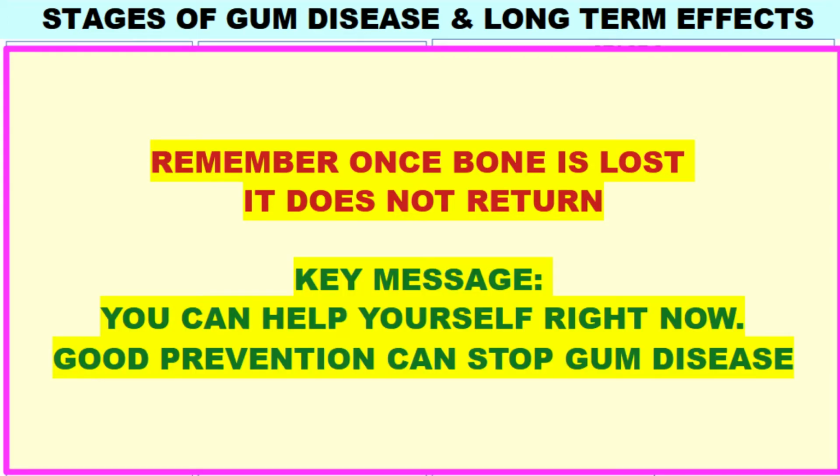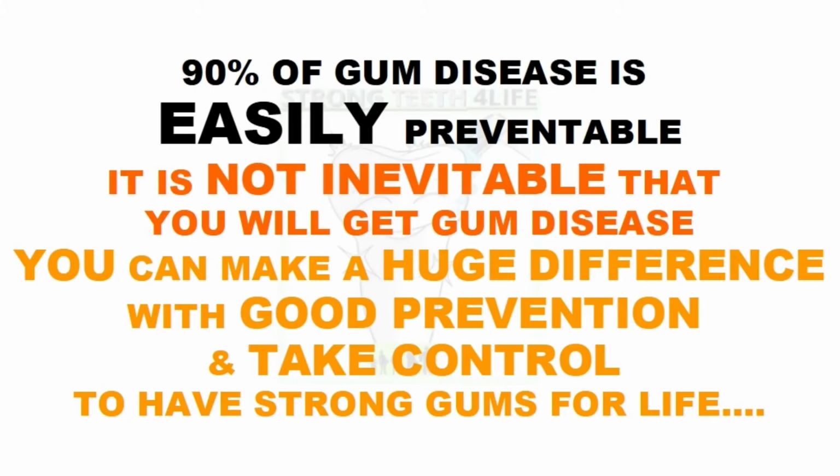So the key message is you can help yourself right now. Good prevention can stop gum disease. 90% of gum disease is easily preventable. It is not inevitable that you will get gum disease. You can make a huge difference with good prevention and take control to have strong gums for life.